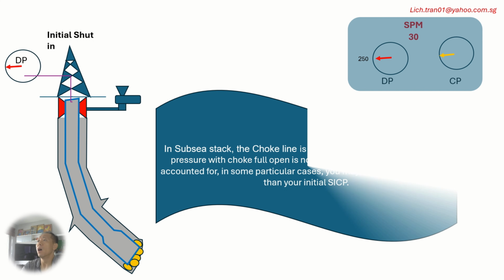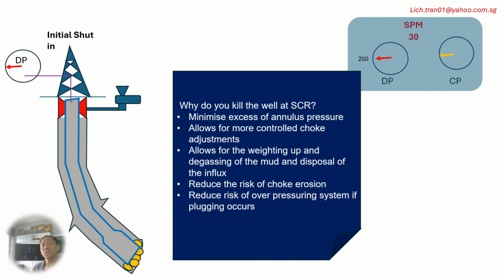Now let's answer two basic questions. Why do we kill the well at SCR, slow circulating rate? Number one, we minimize the excess annulus pressure, as we just mentioned. Number two, we allow more control over the choke adjustment. Number three, we have more time to weigh up the mud, degas the mud, and dispose of the influx. Number four, we reduce the risk of eroding the choke. And last but not least, we reduce the risk of over-pressurizing the system if plugging might occur.